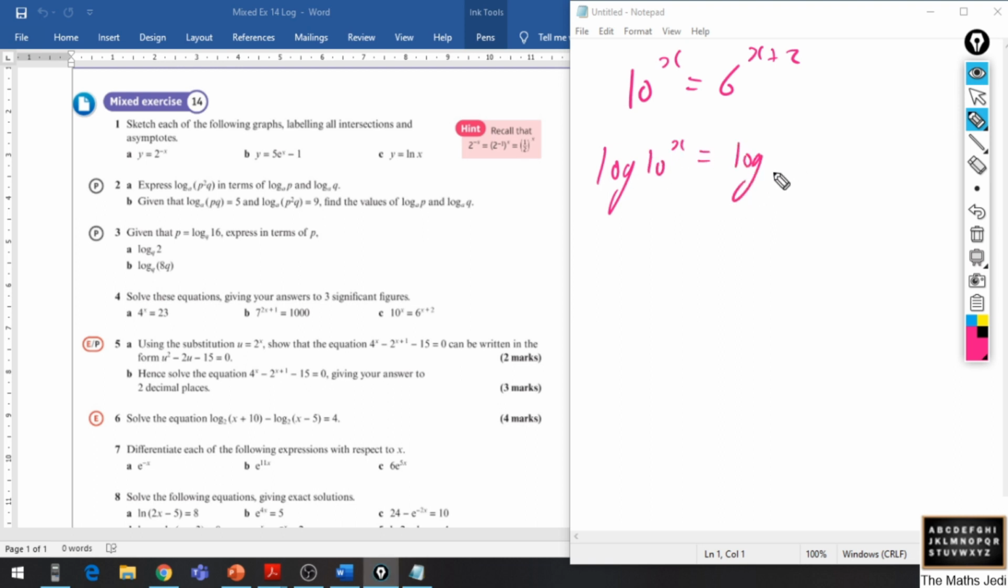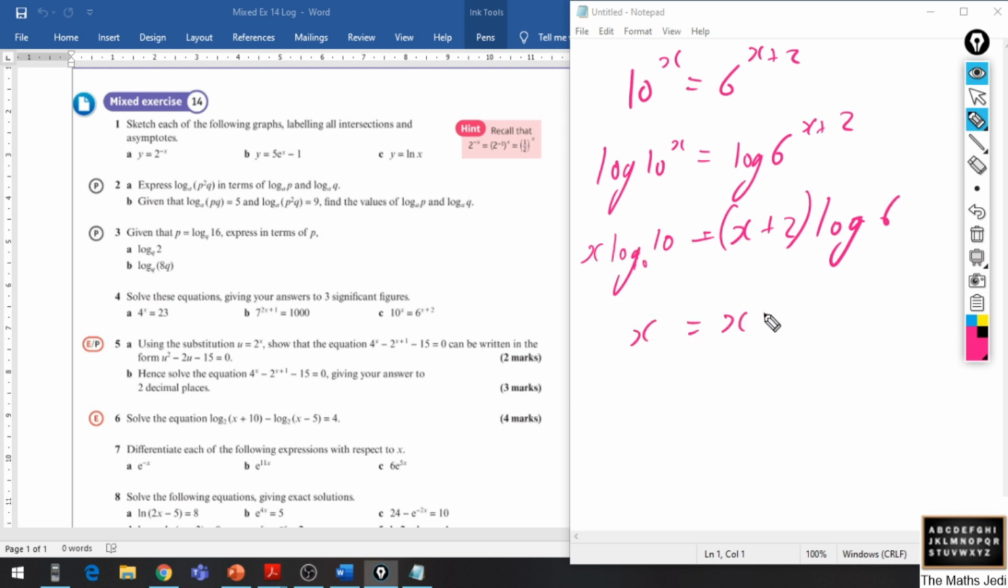So log base 10 would seem to be helpful for us here because we've got a 10 in the question. Using the rules of logs, I can bring down the x to the front here. And then similarly, I can do the same thing on the right hand side. Try and make sure that x plus 2 stays as a function on its own. Now, log base 10 of 10 is 1. So this is just going to be x on the left hand side. And then you've got x plus 2 log 6 here.